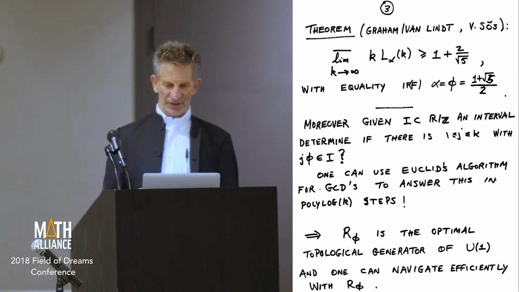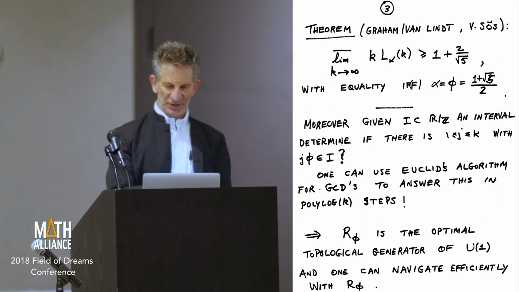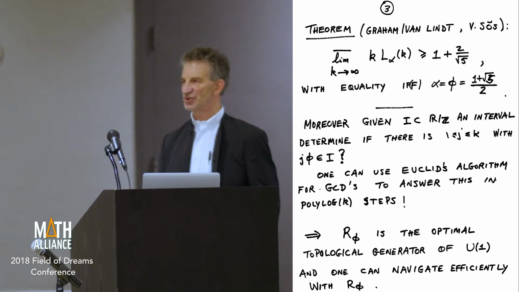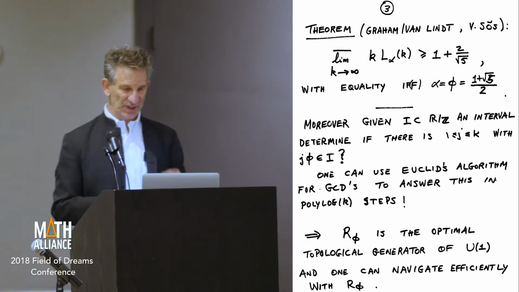So the unitary group are 2 by 2 matrices G, with complex entries, such that G G star, where G star is the complex conjugate transpose, equals the identity.